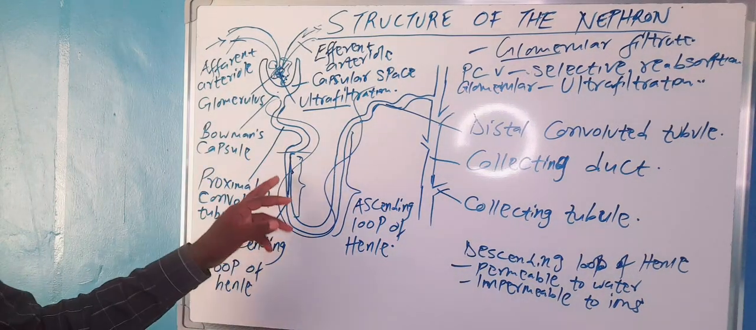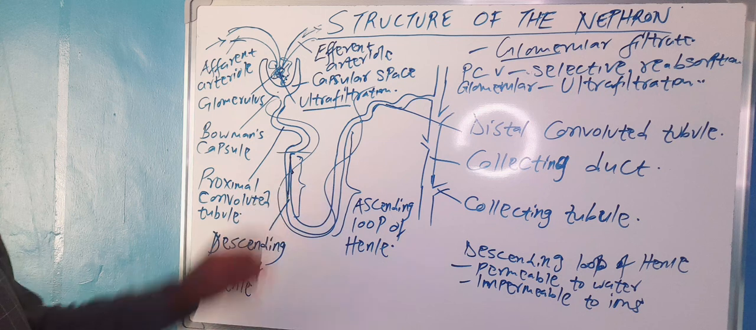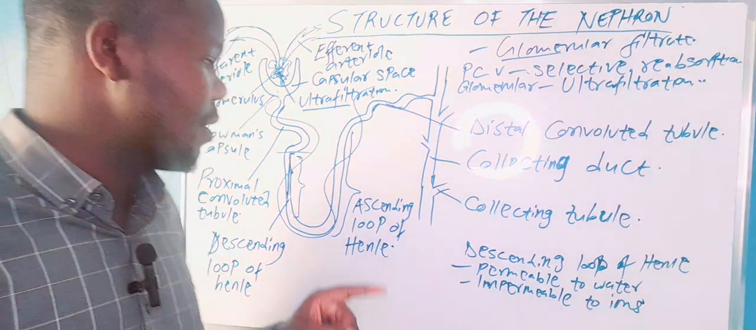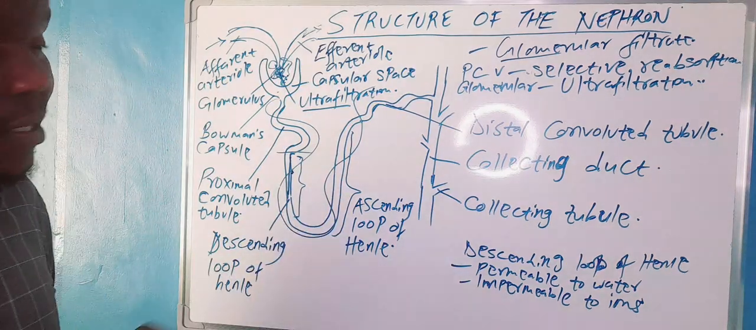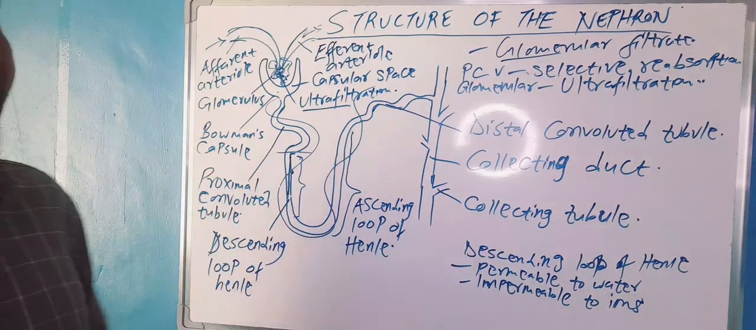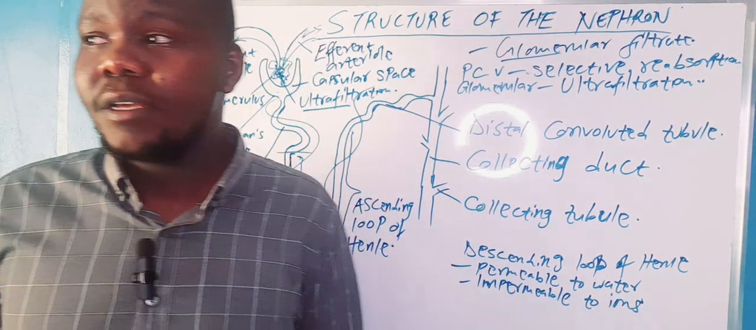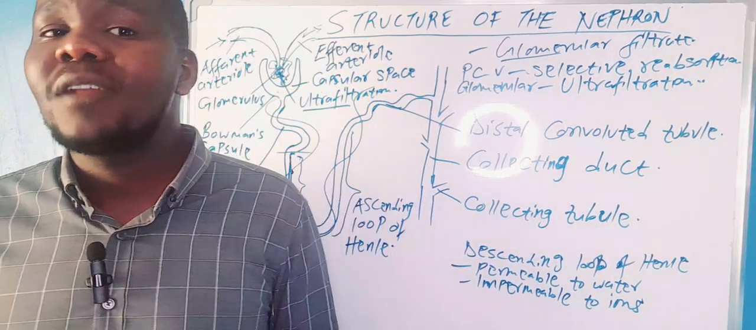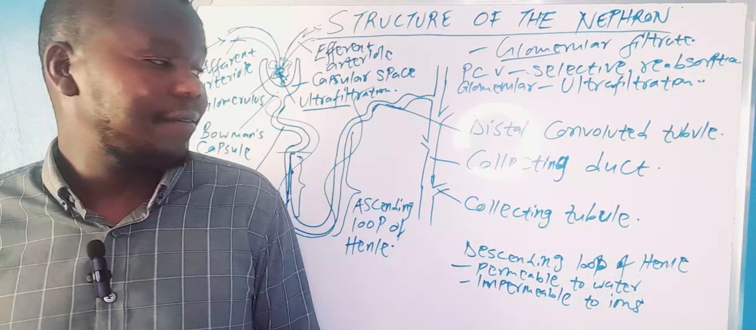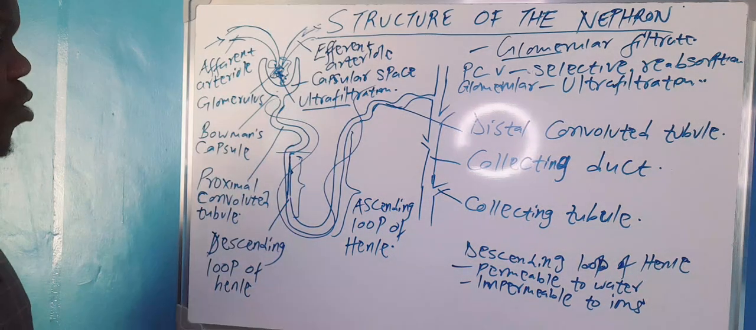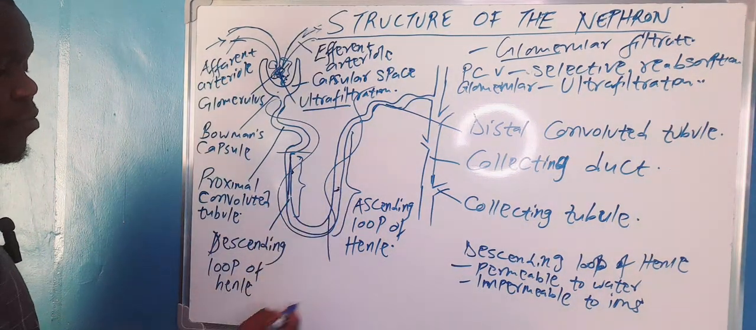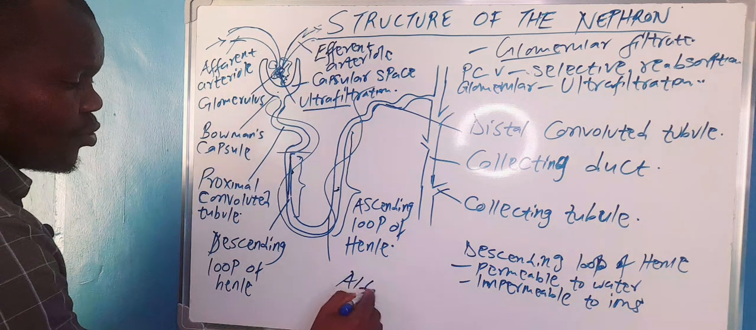So what happens at this point? A lot of water will be reabsorbed into the bloodstream. And because of this, it will decrease the osmotic pressure of the blood. And when it decreases the osmotic pressure of the blood, what will happen? The adrenal gland will be stimulated to secrete aldosterone hormone. So we have a hormone which will be secreted at this point, which is the aldosterone hormone.